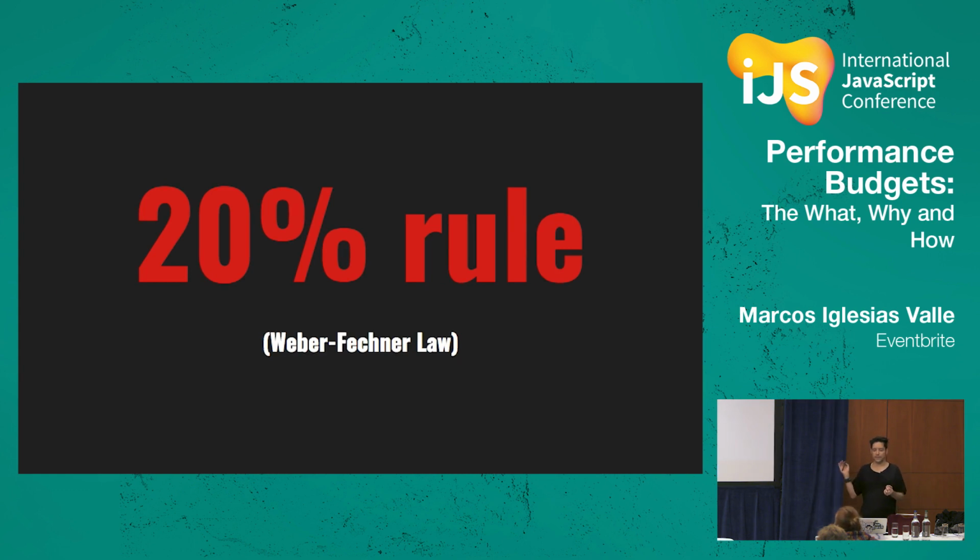This rule states that for your users to be able to perceive an improvement between more performant and less performant experiences, the difference in speed should be no less than 20%. Below that point, your users will think that both sites are equally fast. So for example, if your site loads in 2 seconds, your users will only perceive an improvement if it starts loading in 1.6 seconds or less.